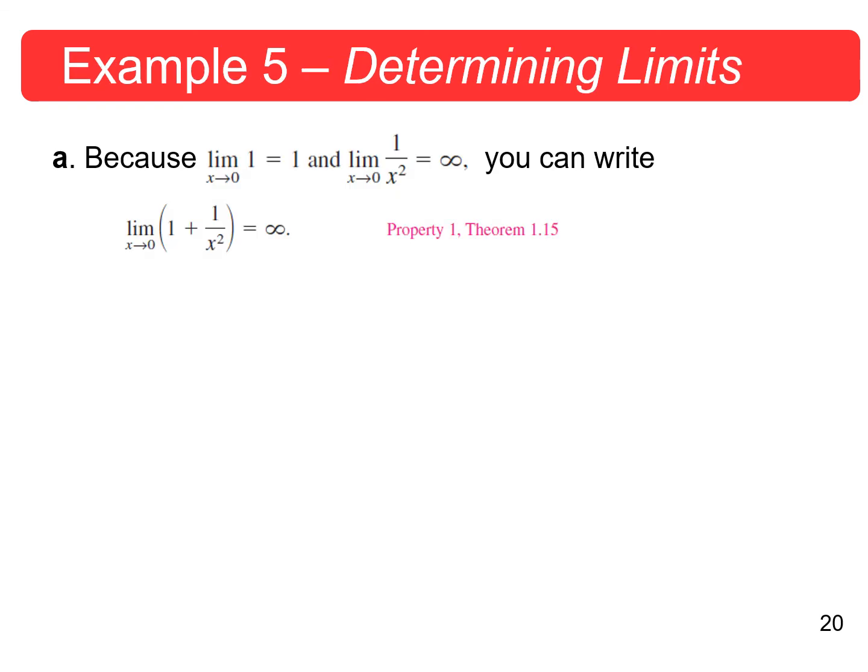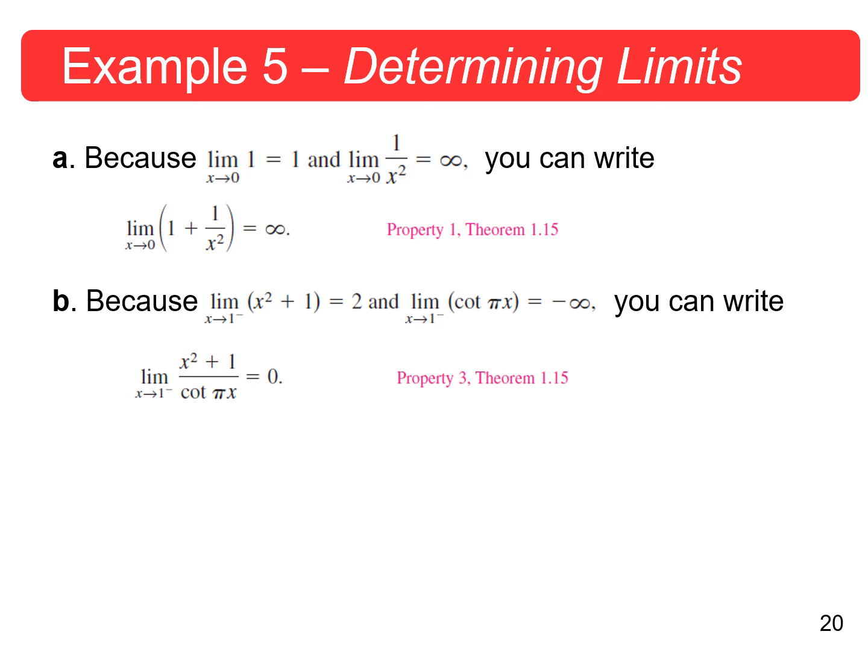Now let's look at some examples to apply theorem 1.15. So the limit of 1 as x approaches 0 is just equal to 1. The limit of a constant is the constant. Now the limit of 1 over x squared as x approaches 0 is 1 over 0. If you have 1 over 0, that is just equal to infinity. Take note, 1 over 0 is infinity. So therefore, to evaluate the limit of 1 plus 1 over x squared, we have 1 plus infinity. Therefore, the answer is infinity, using property number 1 from theorem 1.15.